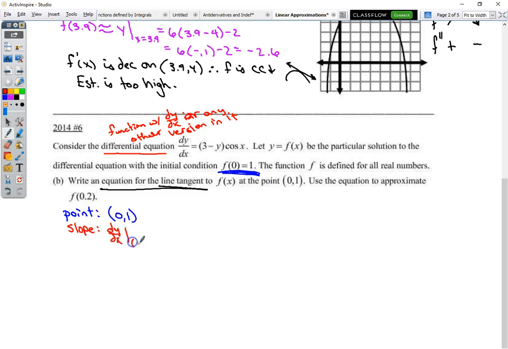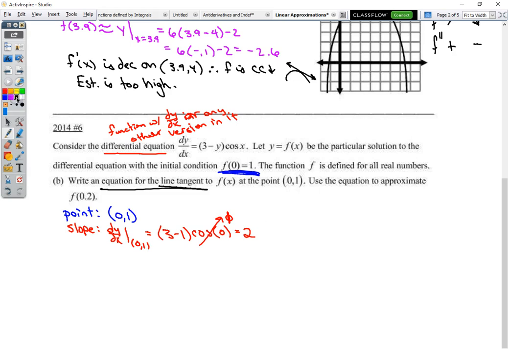So I'm going to take dy/dx and evaluate that at the point (0, 1). Wherever I see a y, I'll substitute in a 1. 3 minus 1. Wherever I see an x, I'll substitute in a 0. The cosine of 0 is 0. 3 minus 1 is 1, sorry. 3 minus 1 is 2. So this becomes just 2.